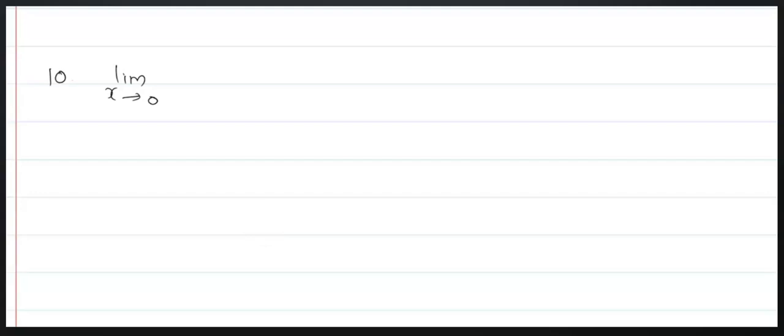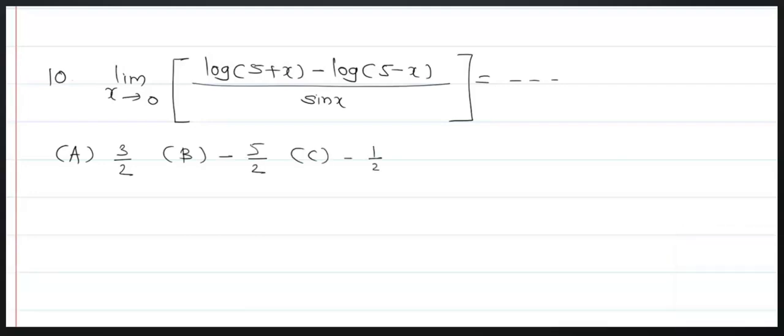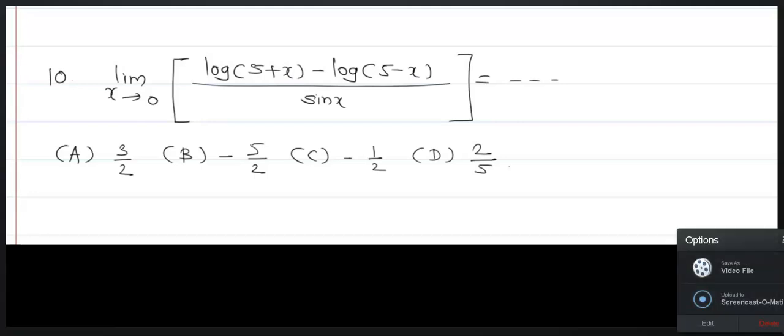Now the 10th question. Limit x tends to 0, log of 5 plus x minus log of 5 minus x upon sin x. Now this is also an important and interesting problem. Option A is 3 by 2, B is minus 5 by 2, C is minus 1 upon 2 and D is 2 upon 5.